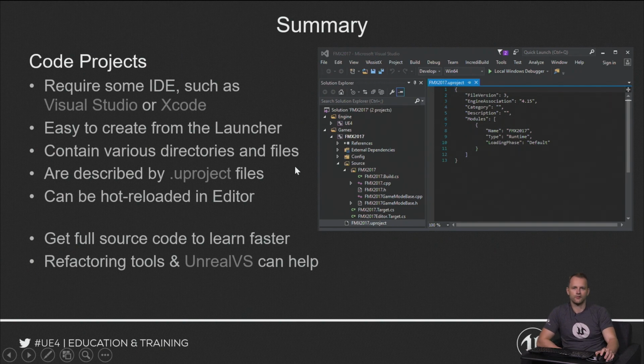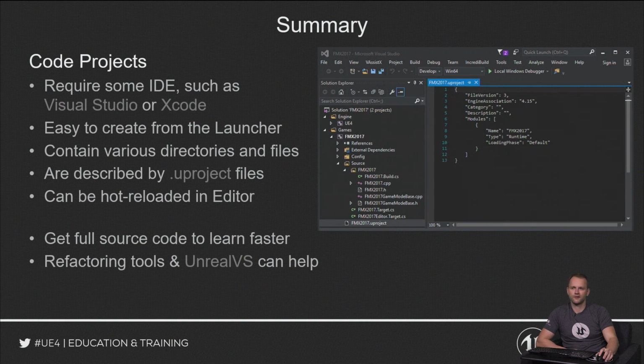So we just created our first code project. You saw it was really easy. So let's sum up what we learned. You need an IDE for writing code. We use Visual Studio for this particular tutorial, but there are other IDEs that you can use as well. You can easily create a new project from the launcher. You can also create projects from the editor. I haven't shown that, but it's possible too.